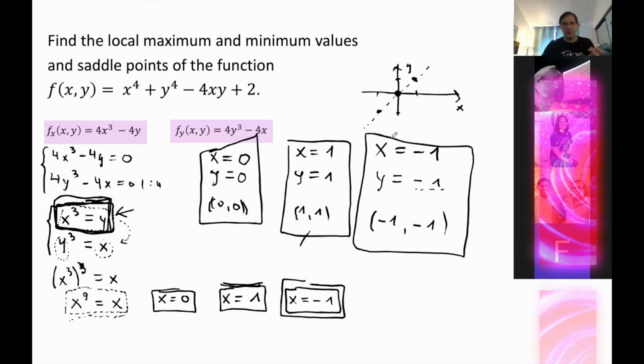So what do we have to do now? I have the 3 critical points. I have to construct the Hessian matrix and evaluate this matrix at those. I have to test all of those 3 points. Take the Hessian matrix and evaluate it first at 0, 0, then at 1, 1, and then at -1, -1, and use the second derivative test. Let's do that.